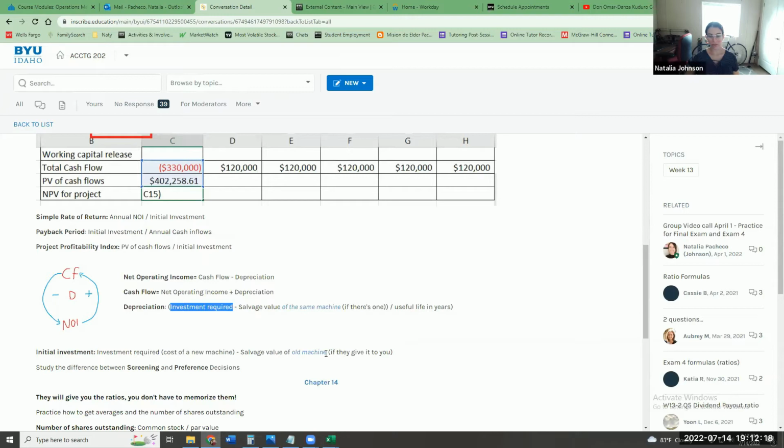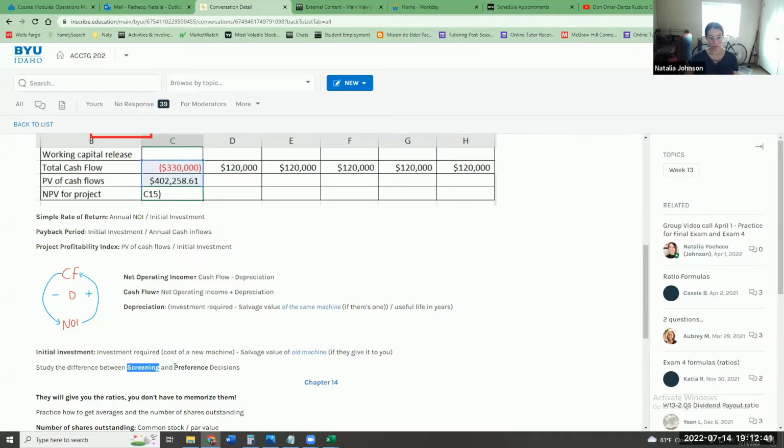Yeah, and this is a really common missed question on the exam. Remember the difference of the salvage value of a new machine and old machine. And the last thing is, maybe they'll ask you a question like true or false, or about a fact.